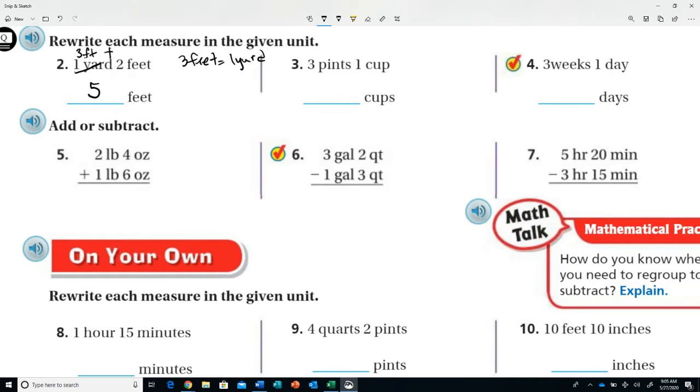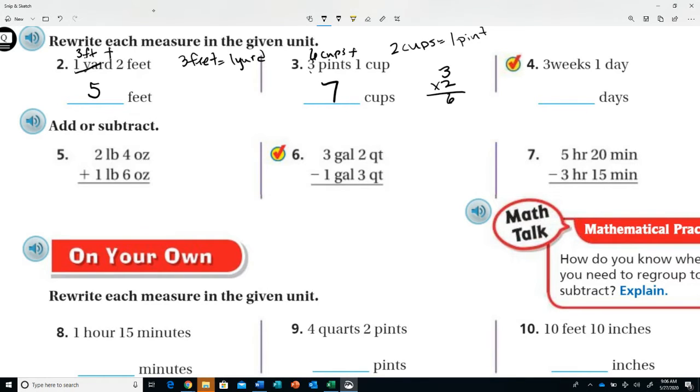Let's take a look at question 3. 3 pints and 1 cup. So first off, 2 cups equal 1 pint. So every time I have a pint, I have 2 cups. So this is going to be a quick multiplication. 3 pints times 2 will give me 6. So 3 pints is actually 6 cups. And 6 cups plus 1 cup is 7 cups. So far so good, right?